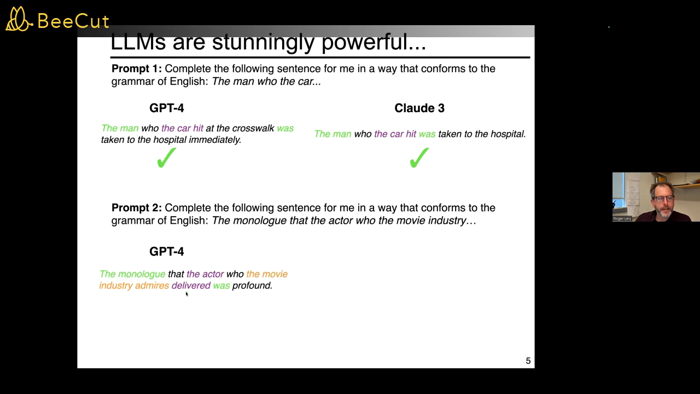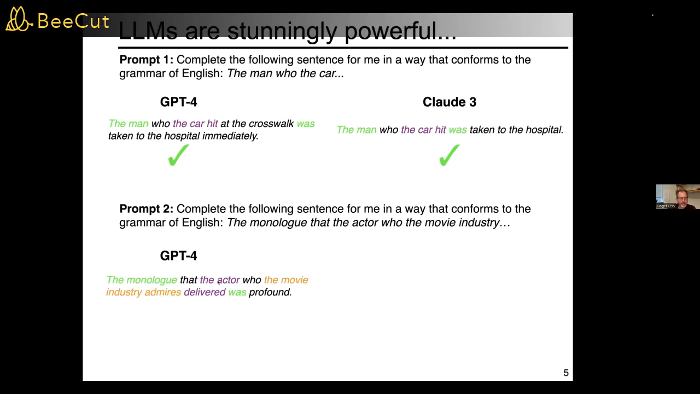The movie industry admires the actor. The actor delivered the monologue. The monologue was profound. So in each case, I've colored the subject and the verb that it is, and its verb in the same color, which helps decode it.